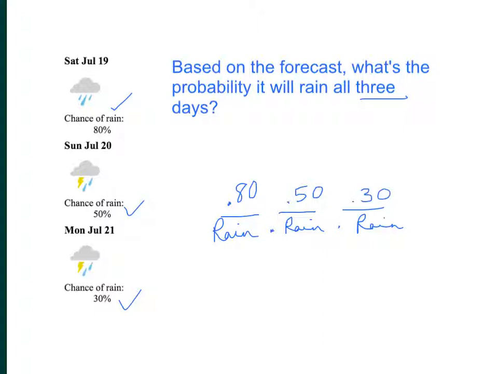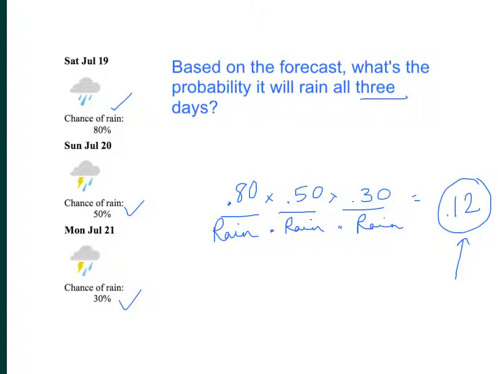But the probability that it rains every single day, all 3 days, I have to multiply those three together. And that will give me the probability that it's going to rain every single day for the next 3 days. And that's only a 12% chance. Isn't that shocking? Like, we all look at the forecast and we say, oh man, it's going to rain every single day. But based on that weather forecast, there's only a 12% chance that it will rain every single day.